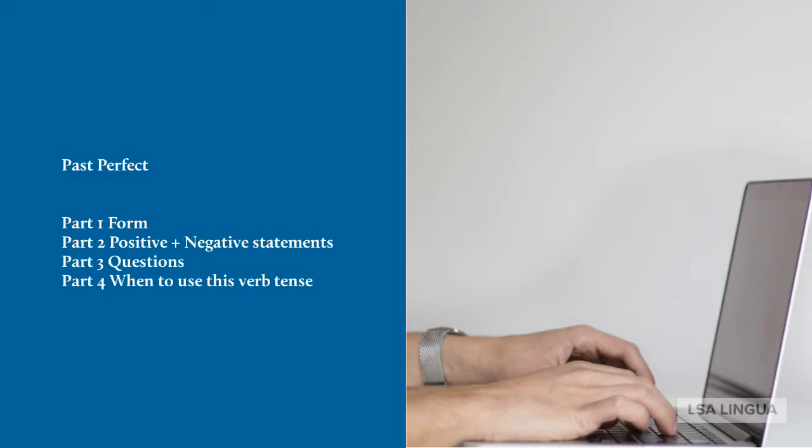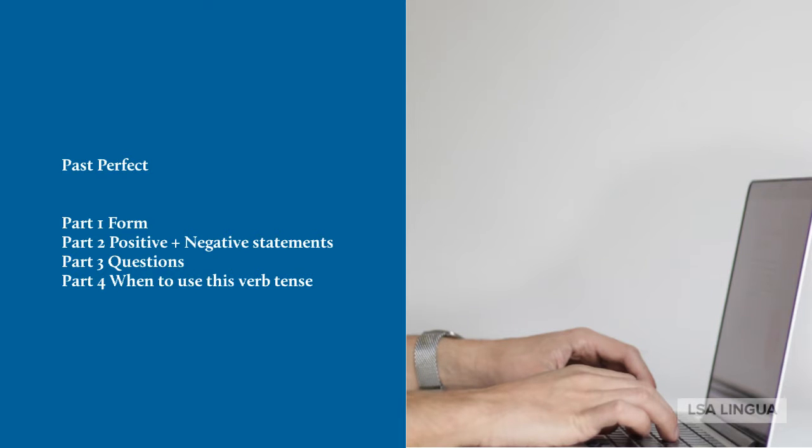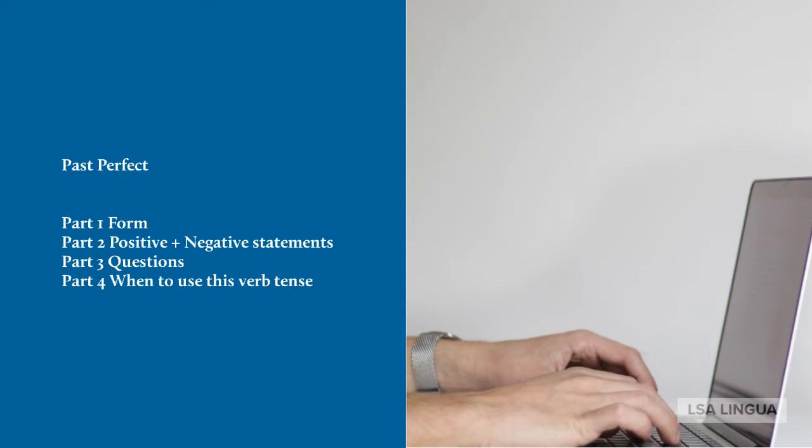This video consists of 4 parts. First of all, we're going to focus on the form. Then in part 2, positive and negative statements. In part 3, questions. And in part 4, when to use this verb tense. Note that in this part, the 2 answers will also be given to the questions that were posed earlier. The objective of this video is to refresh your memory when it comes to the use of the past perfect.